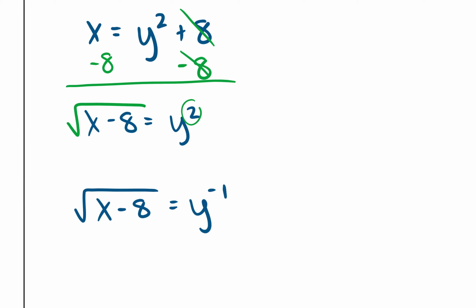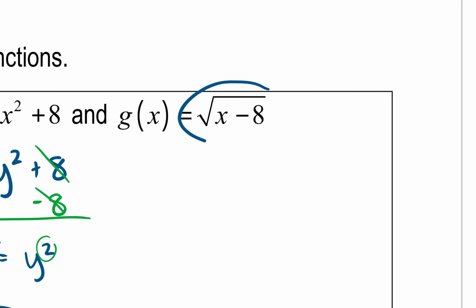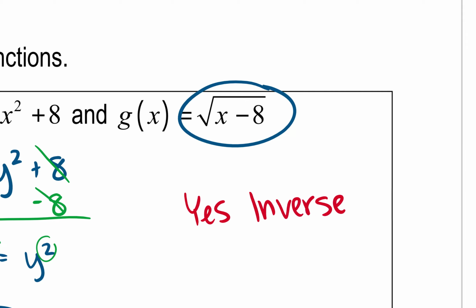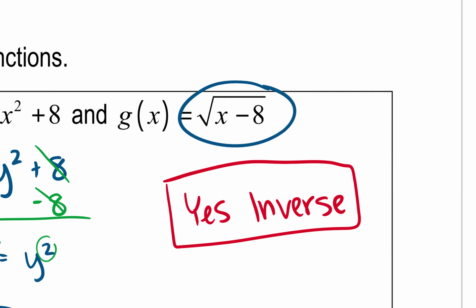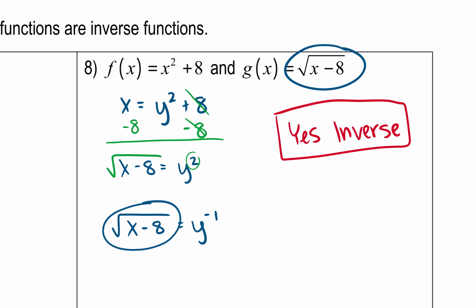Alright, so look, I have square root of x minus 8. Now if I look over here, I have square root of x minus 8. Because I got the other function, that would say, yes, they are inverse. Now if you got anything different, or if it was plus 8, or if there was a negative somewhere, or any other numbers, then it would not be. So when you do this, you should get the exact same thing as the other one.